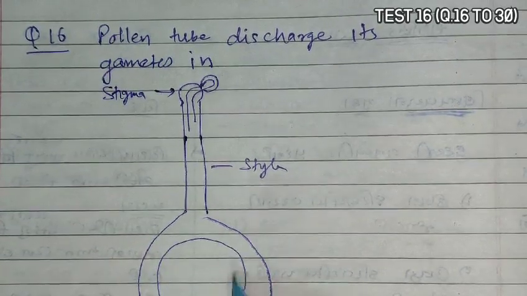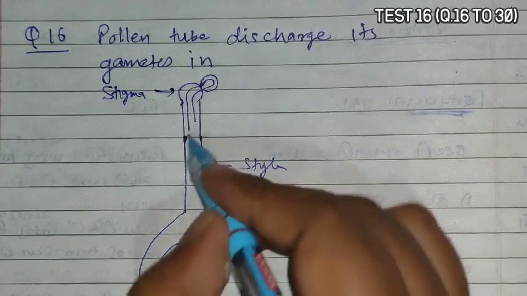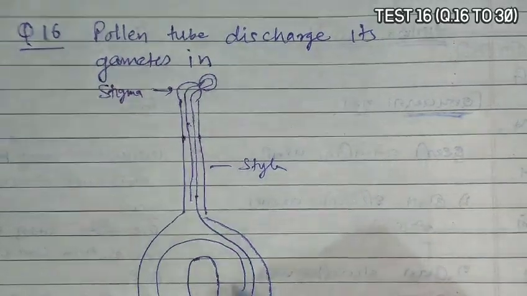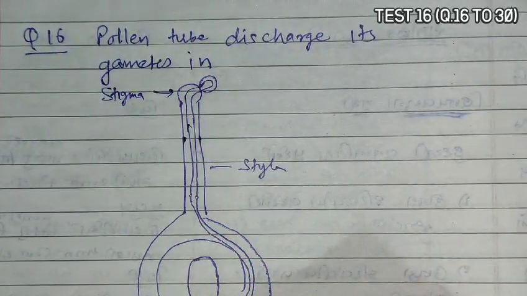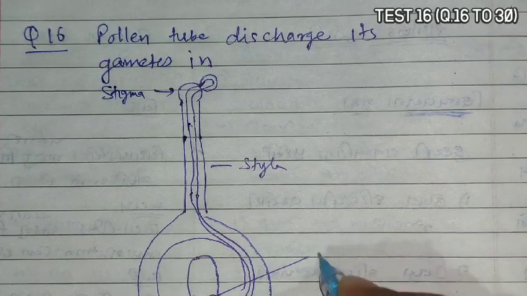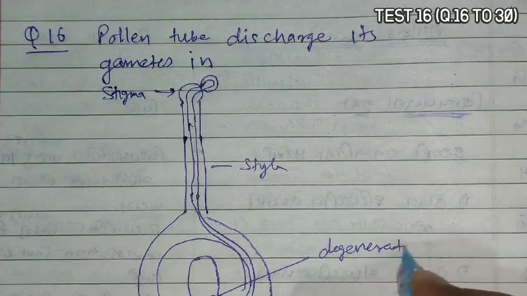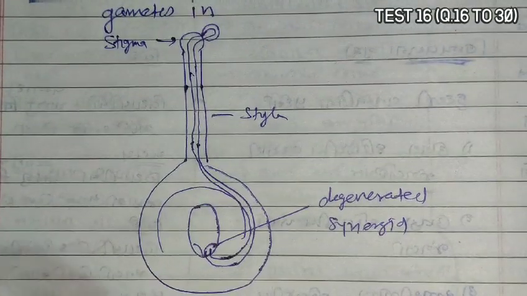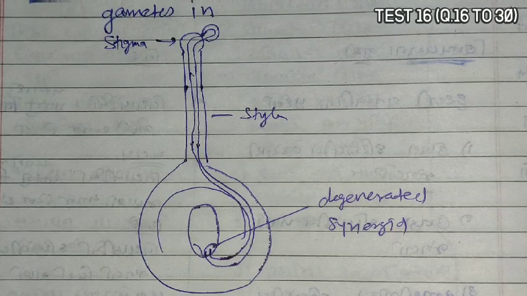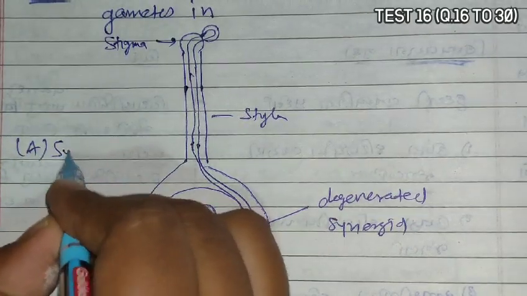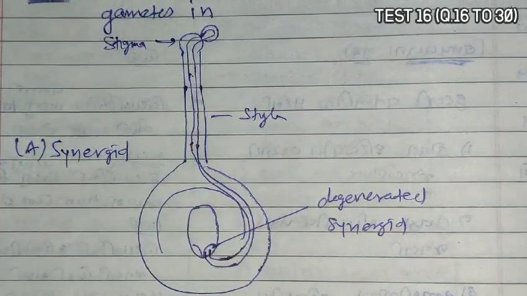In the ovary there is an ovule, and within the ovule you will find an embryo sac. Now when this pollen tube grows, it enters the ovule, and within the ovule it enters the embryo sac through a degenerated synergid. So pollen tube discharges its gametes in synergid. So option A is the correct answer, that is synergid.